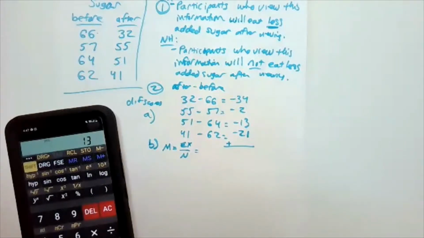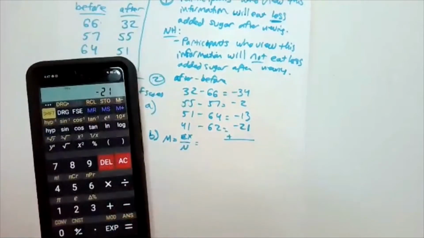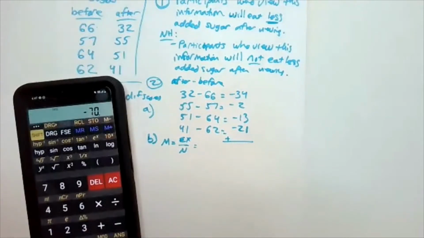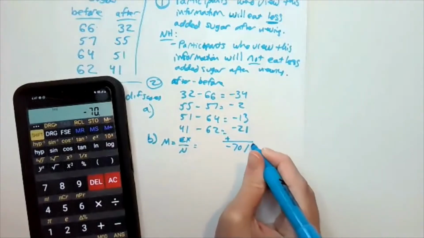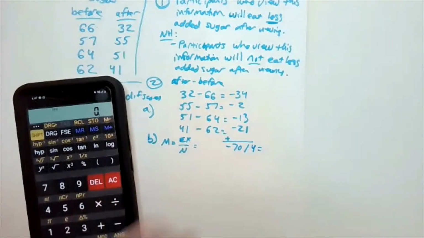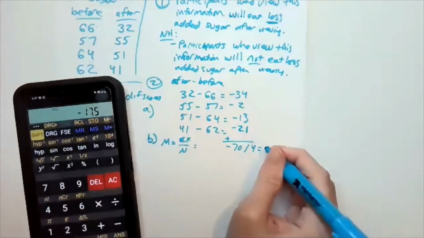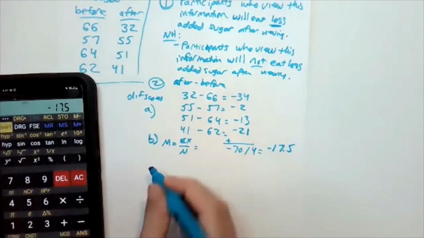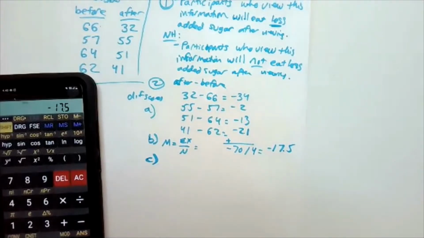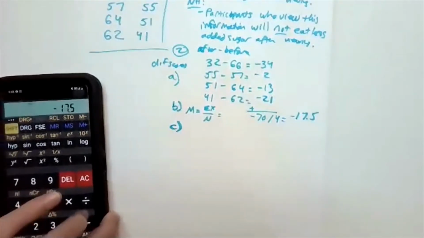I want to make sure you know how your calculator wants you to use negative signs. Sometimes you'll need to use parentheses. On my calculator, I have a negative sign that I have to press after I put each number in. That's going to be important to know. So here I have minus 70 divided by n, which is the number of scores I have, which is 4 here. And so negative 70 divided by 4 gives me negative 17.5. That's going to be the mean. The next thing I'm going to do is estimate our population variance.